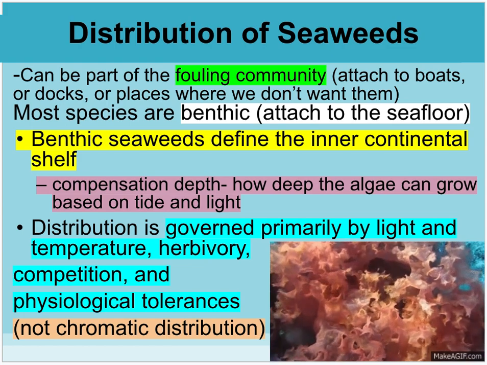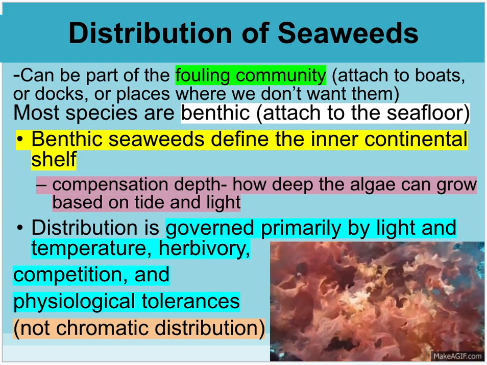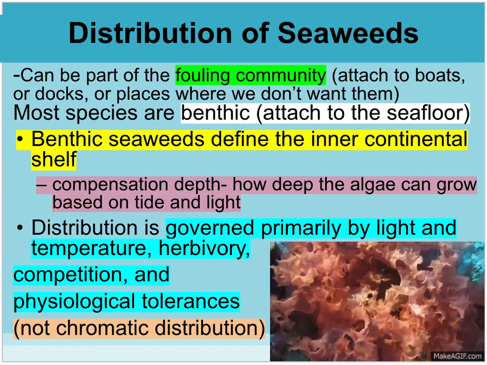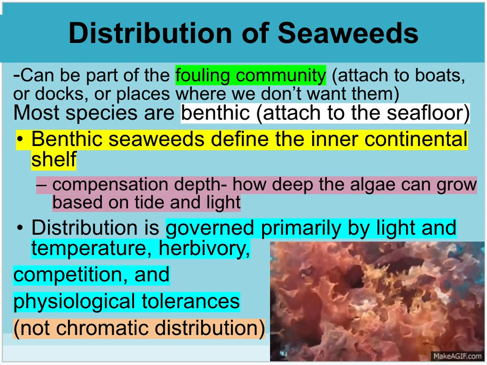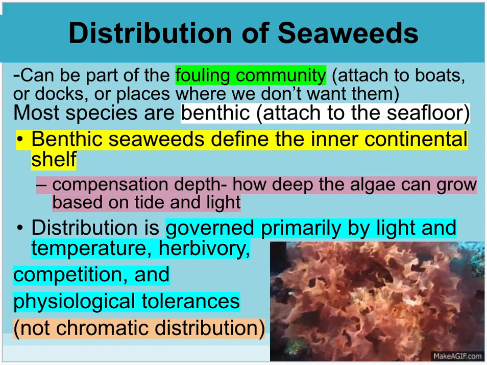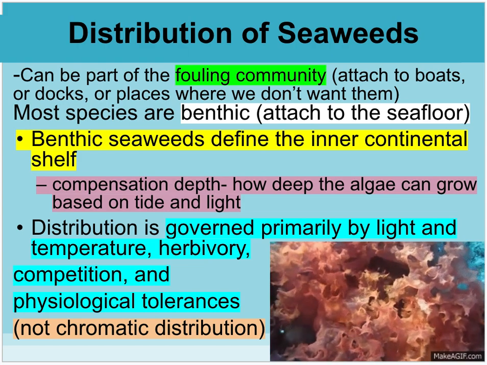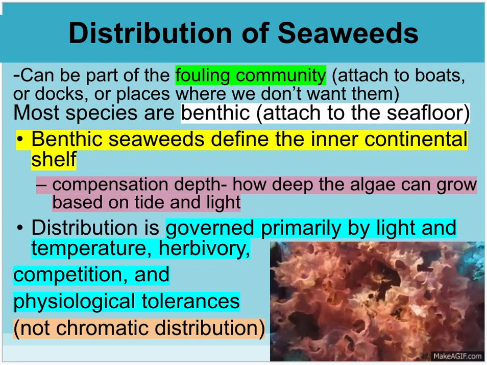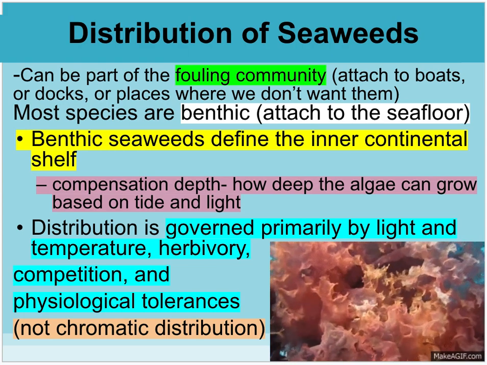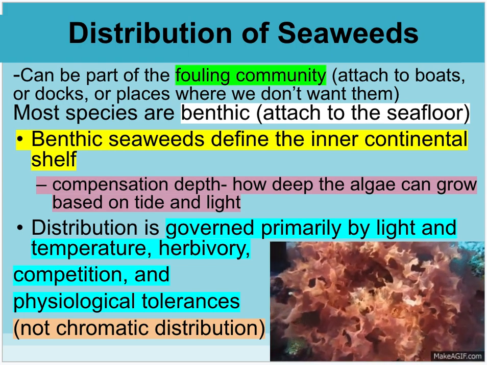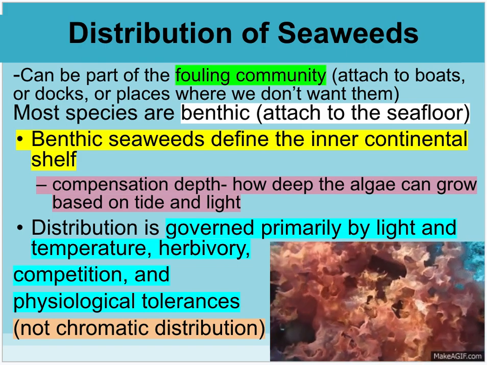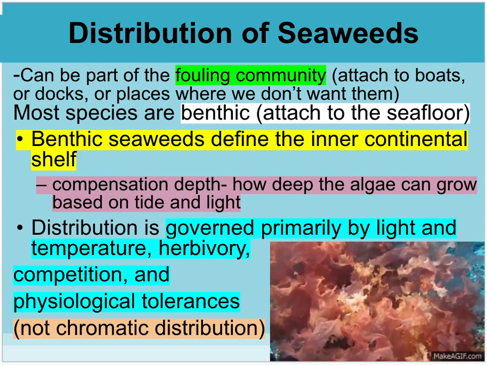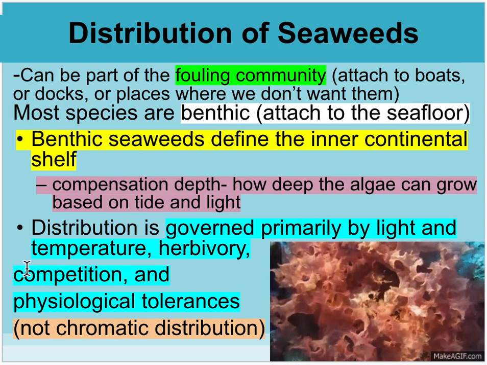They do have something called compensation depth, where they grow based on the tide and the amount of light that they get. There's different ways that they can grow depending on how they are eaten, like the herbivory or the competition with other species for space. There's also different physiological tolerances that they have.